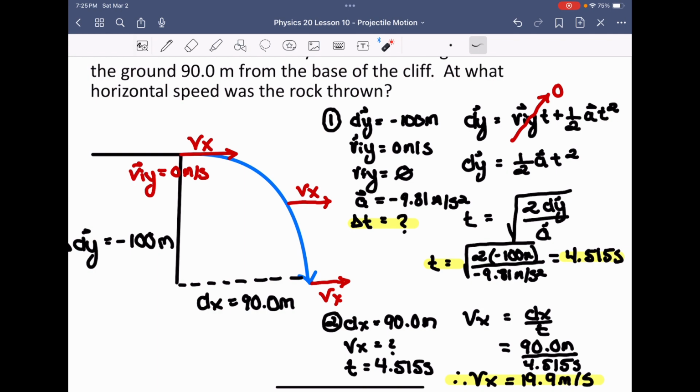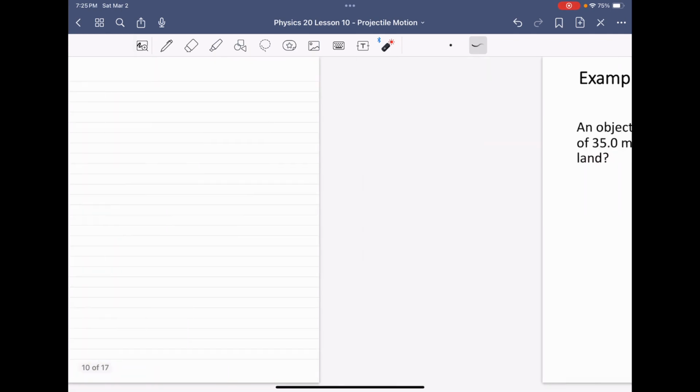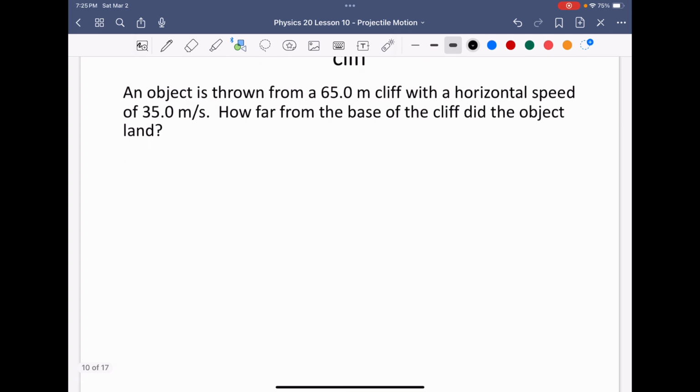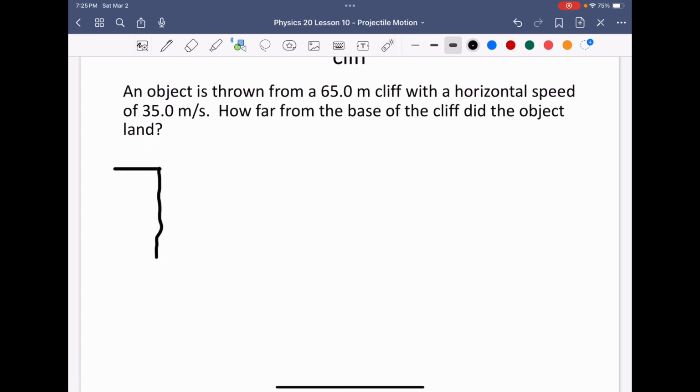All right, we're going to do another problem that's very similar to this one here. So here's the problem. Example number 2, another object is thrown off a cliff horizontally. So here's what we're going to do. We're going to build out our cliff diagram again. So there's my cliff. I'm going to draw, again, some object being thrown off horizontally like so.